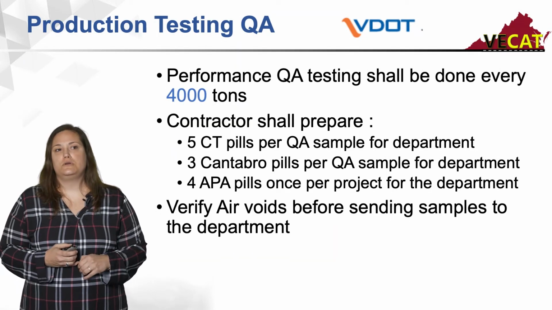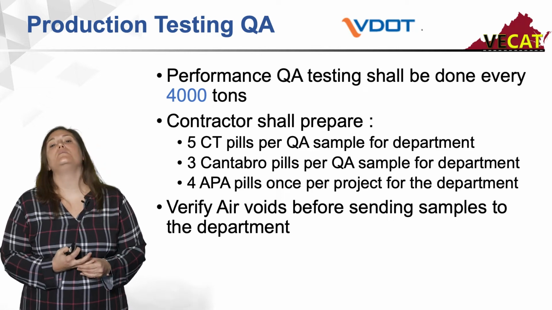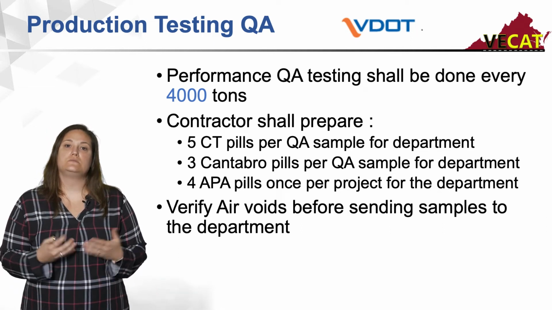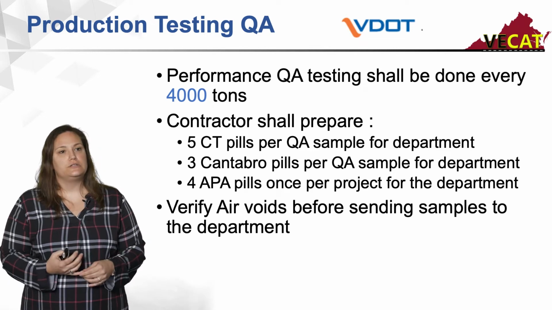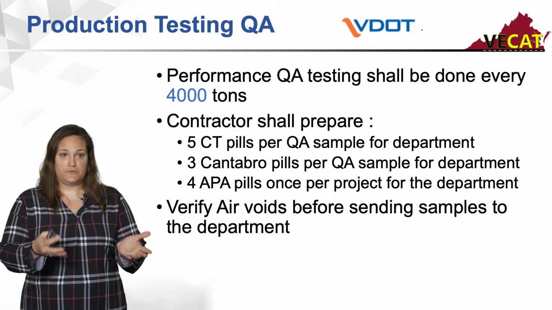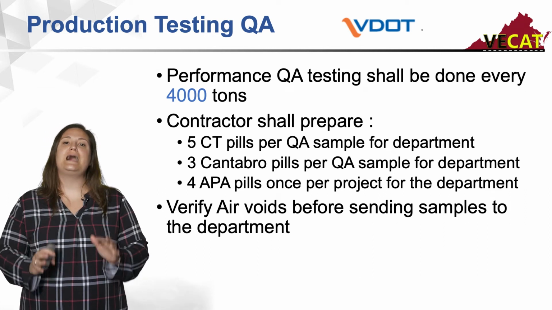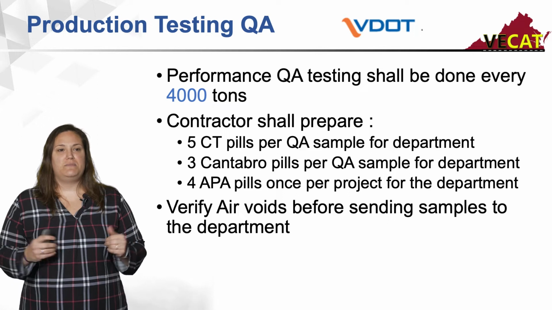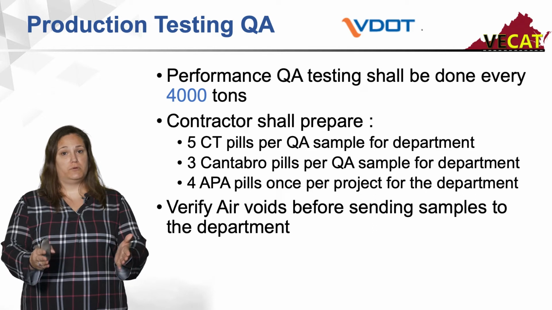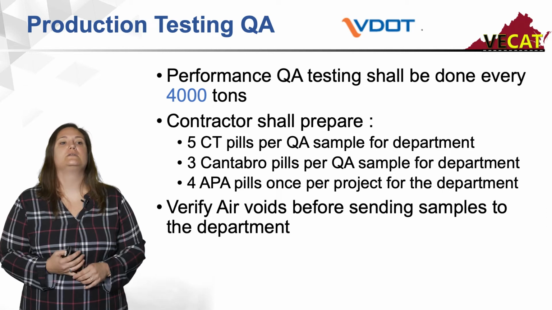Now, moving on to your QA, we are doing it every 4,000 tons. So every lot, the department is requiring a set of the BMD testings once per lot. The contractor will need to make 5 CT pills for the department and 3 Cantabro pills for the department. Like I said, APA is only done once per project, and that is for the department. You're welcome to pull as many as you want, but we only need 1 for the department per project.